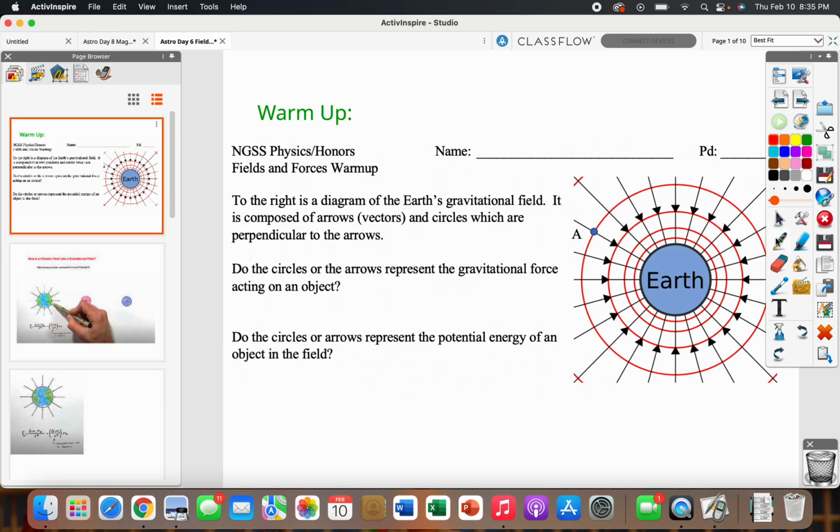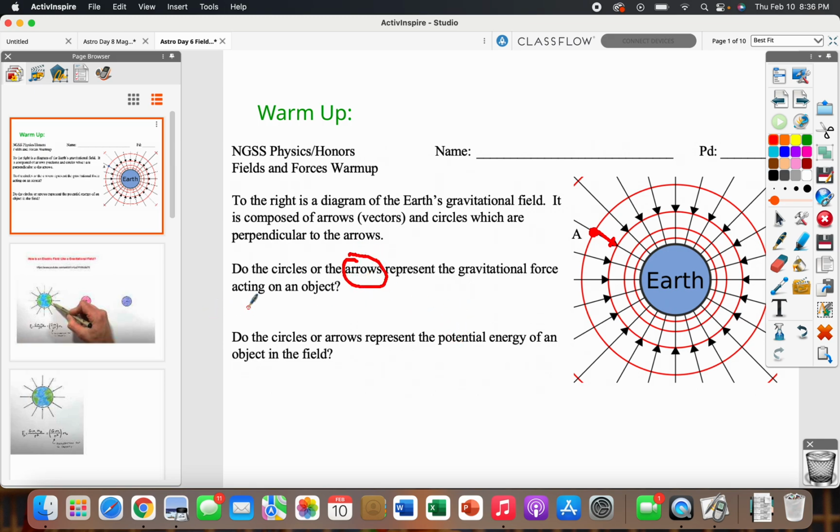Well, if this object here was like a rock or something, we know that gravity would simply pull it down towards the Earth, right? So we know that this arrow here represents the direction of the gravitational force. In this case, it doesn't actually represent the force, because the force will change as we get closer and closer to the Earth, but it certainly shows the direction of the force, okay? So the arrows represent the direction of the force, right?